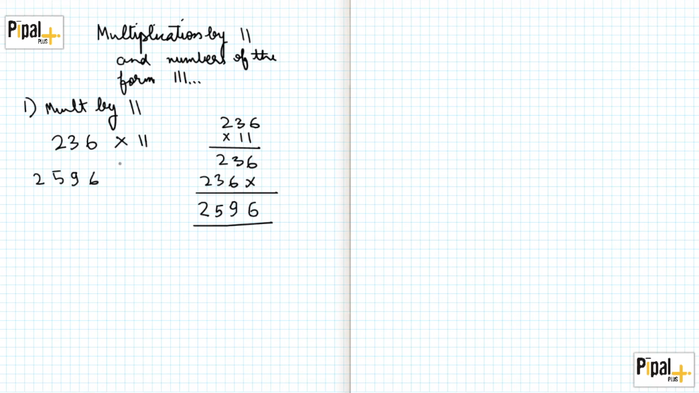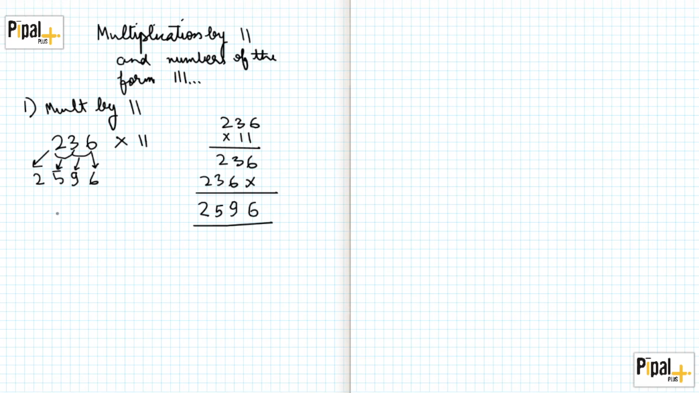So how you get your answer 2596 is that you've just written this 6 here. This 9 you have received by adding 3 and 6. The next digit 5 you've got by adding 2 and 3. And the 2 comes here. So is there a simpler way in which I can express this product?